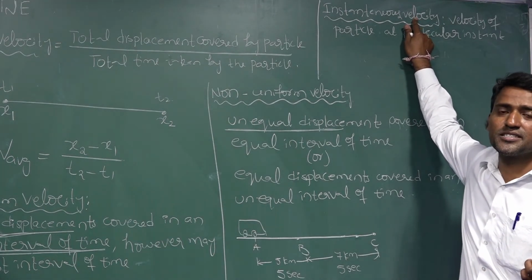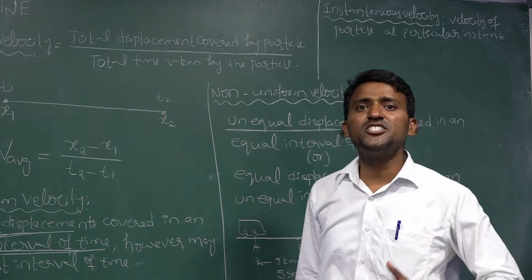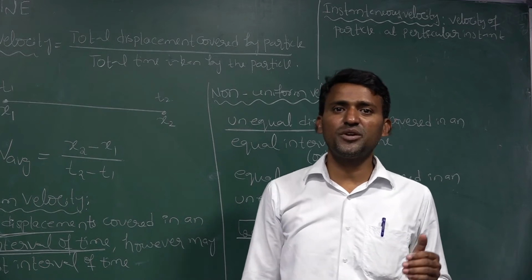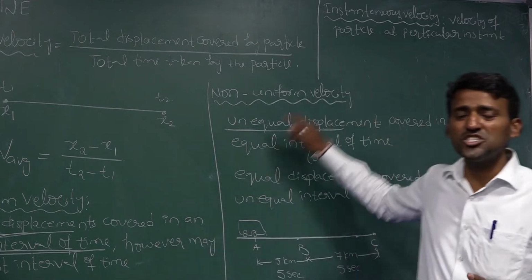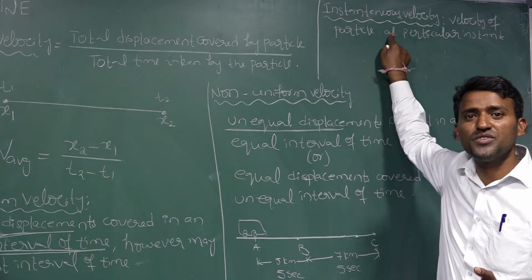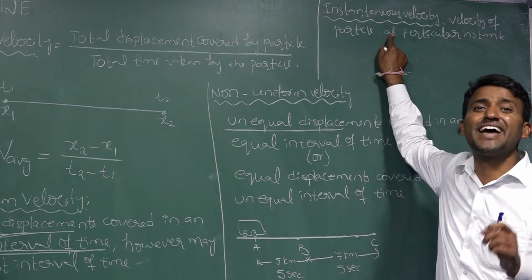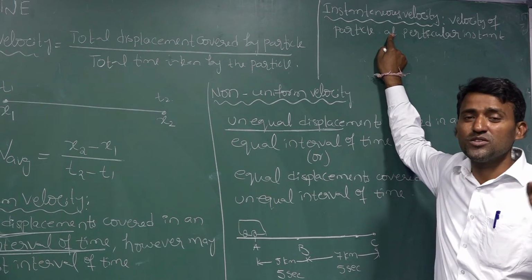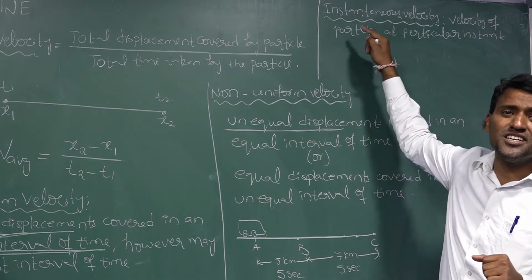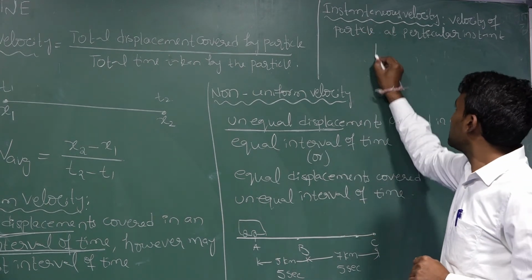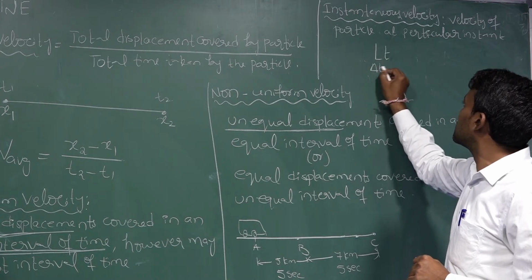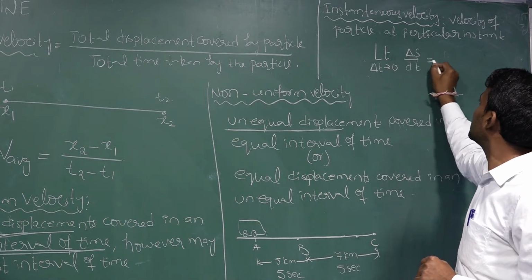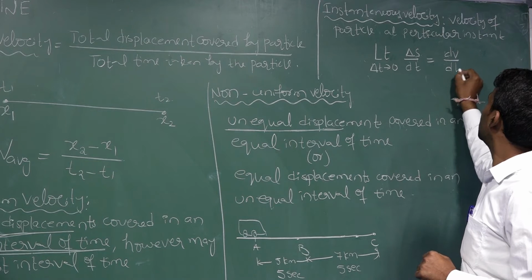For example, yesterday I already discussed how we can measure instantaneous speed by using a speedometer. The same instantaneous velocity you can also measure using the speedometer, but we have to give the direction. Velocity has direction, but speed does not, because speed is a scalar quantity and velocity is a vector quantity. So what is the formula here? Limit delta t tends to 0, delta s divided by delta t is equal to, we can write, ds by dt.